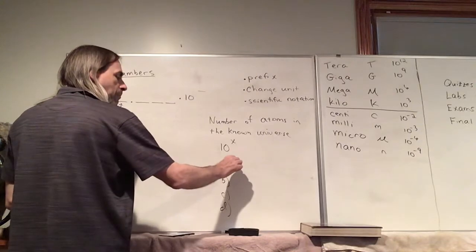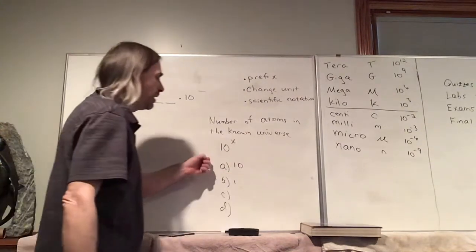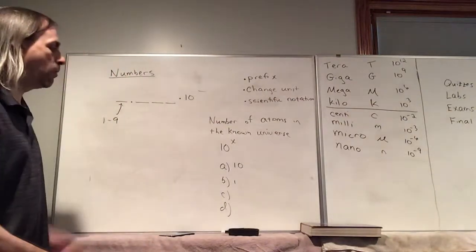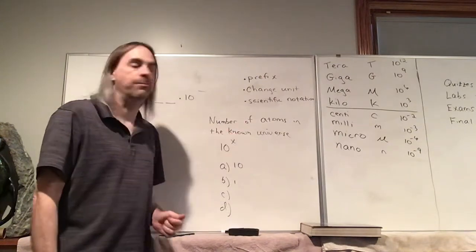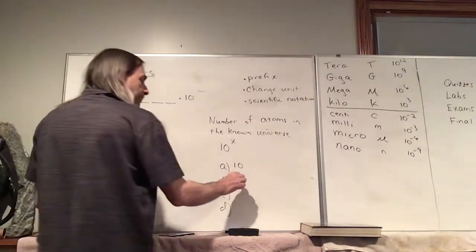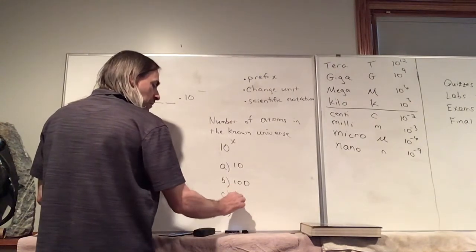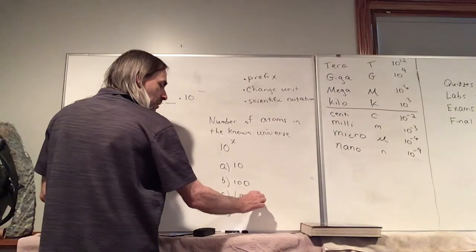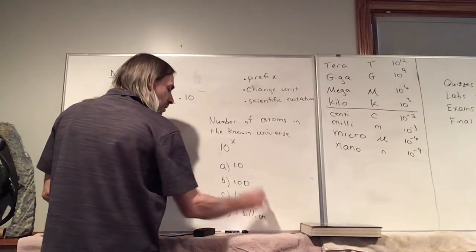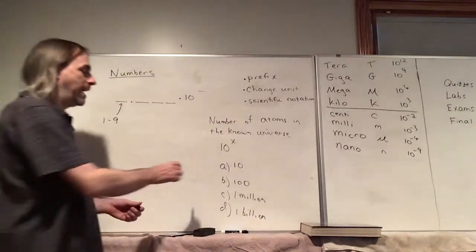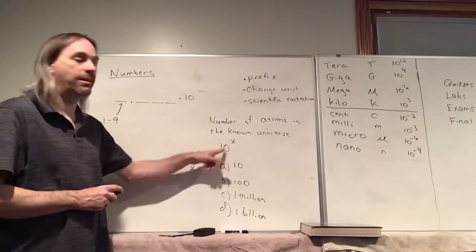I'll make some stupid numbers like 10. Well, that's kind of ridiculous. 10 to the 10th power, that'd be a 1 with, that's 10 billion. We know that there's more than 10 billion atoms in the known universe, but let's say 1 million or 1 billion. So again, the question is, what is x? What is the exponent here? Is it 10 to the 10th power?